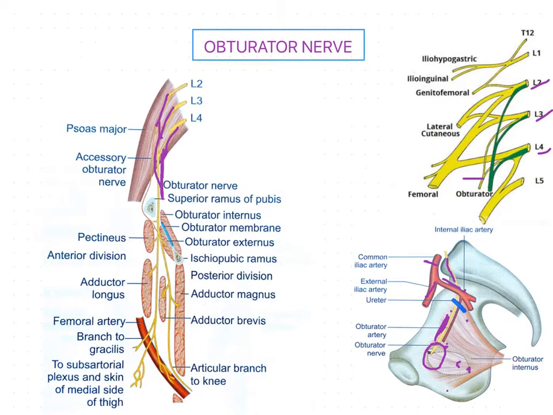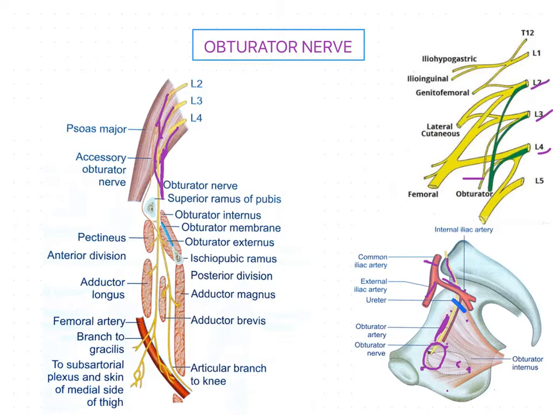So now the second part has ended here. The third part of the nerve, after entering into the thigh, as it passes through the obturator foramen, through the obturator canal, divides into anterior and posterior divisions.